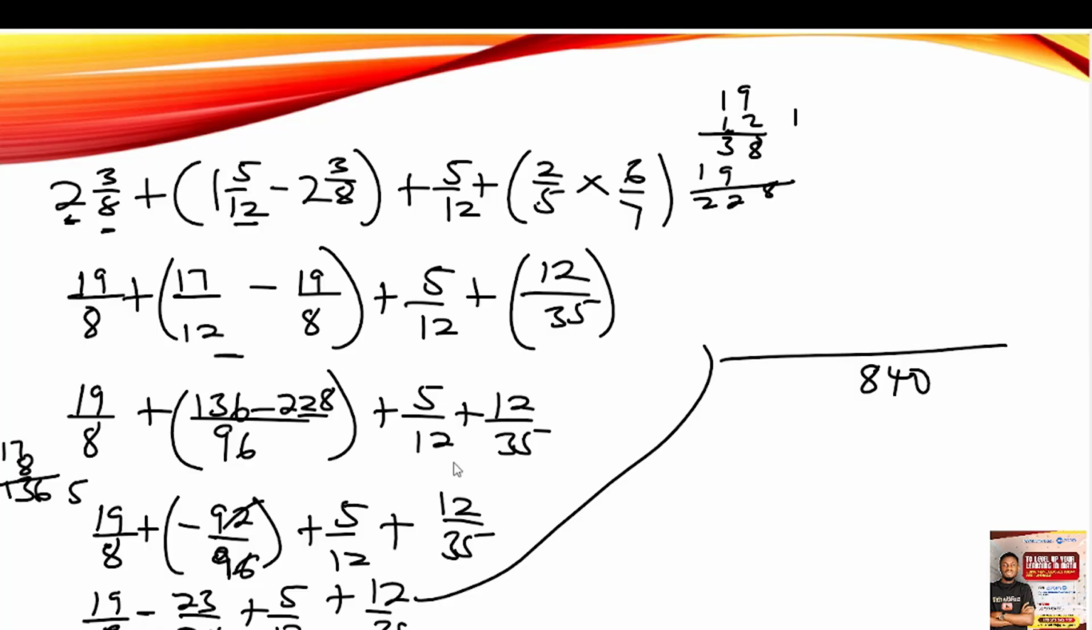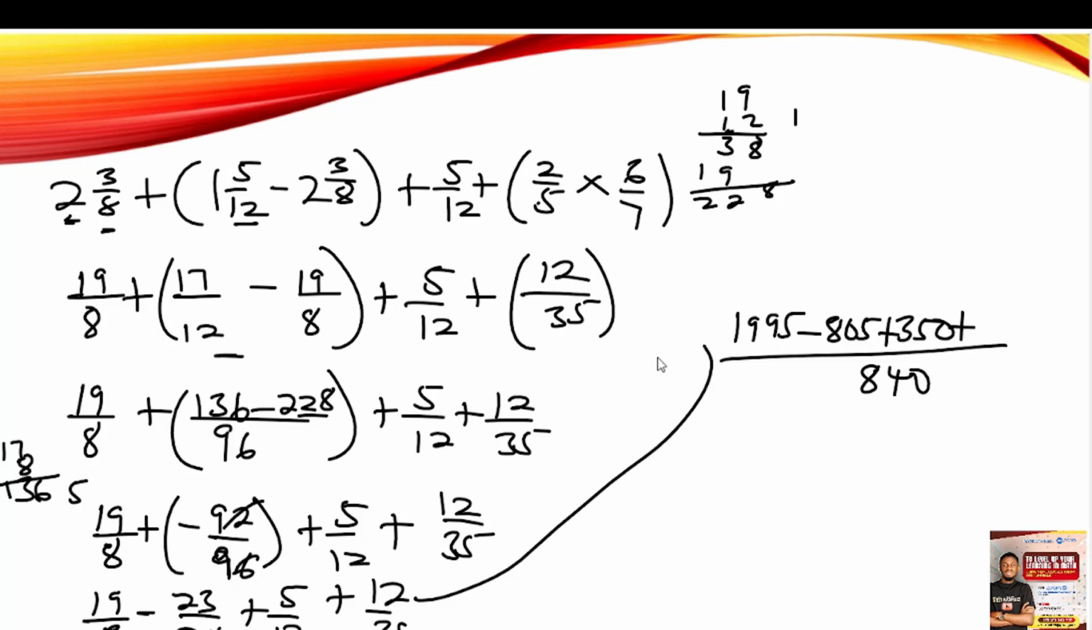So 105 times 19 gives us 1995, minus. Then 24 goes into 840, 35 times. So 35 times 23, and when you check that one on the calculator, gives us 805, plus 12 also goes into 840. On the calculator it is 70. So 70 times 5 is 350.